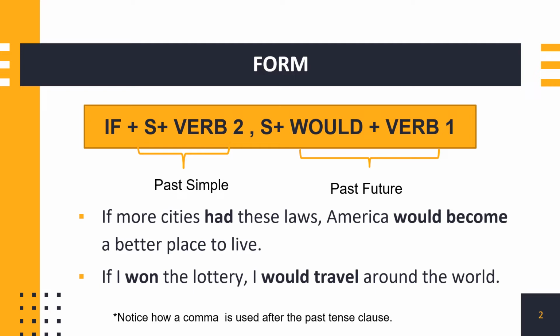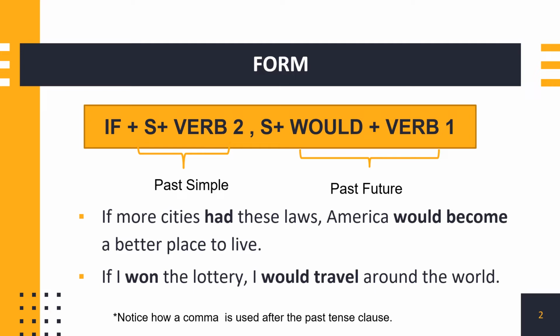For example, if more cities had these laws, America would become a better place to live. In if clause, we find if and then subject more cities and then the verb had from the first verb have. And then in the main clause, we have subject America would plus verb 1 become.